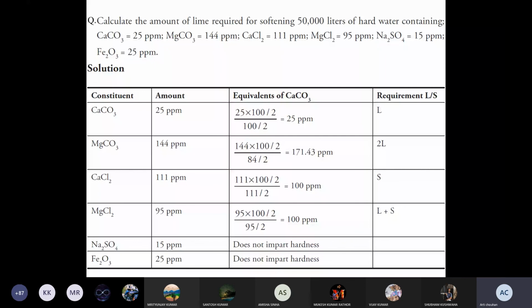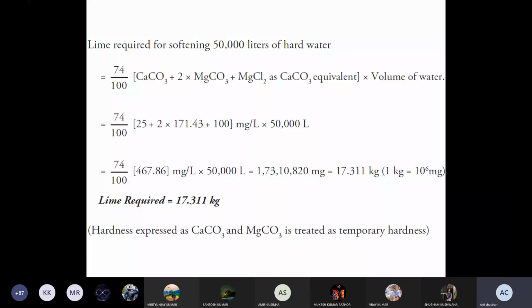Okay, next one. After converting all the values in terms of calcium carbonate, add all the values where the lime is required. Write the derivation first, incorporate the values there, and do the mathematics. You will be able to get the answer. As the amount of that water is given as 50,000, multiply by that amount. You will get the answer in milligram. Just convert that into kilogram, and you will be able to calculate the lime required for this particular water sample. Got it?